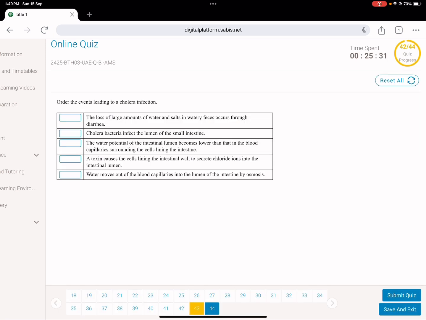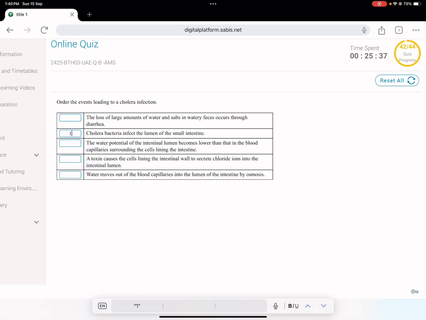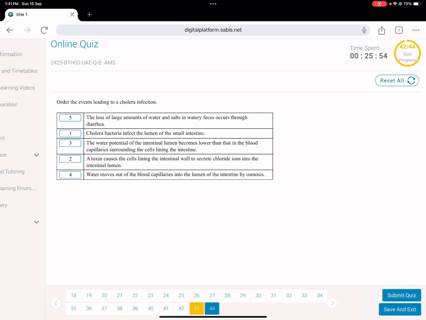Okay, now we have to order the events. So of course, first of all, the bacteria is going to infect us. After it infects our small intestine, it's going to release a toxin, which causes the release of chloride ions. Now that will change the water potential. After we change the water potential, water will move, and then the final result would be the loss of water.